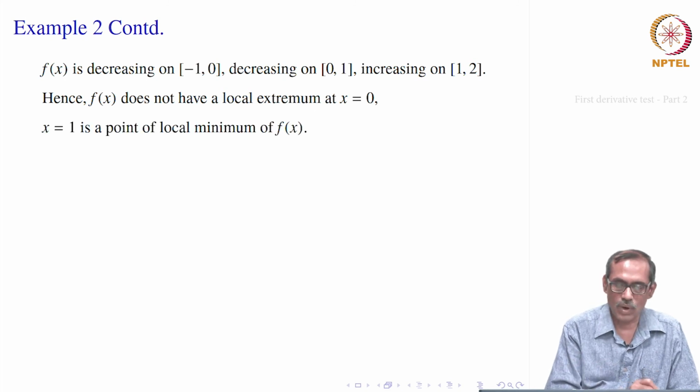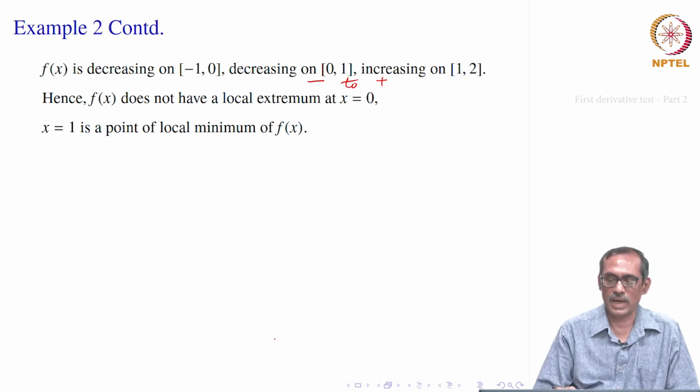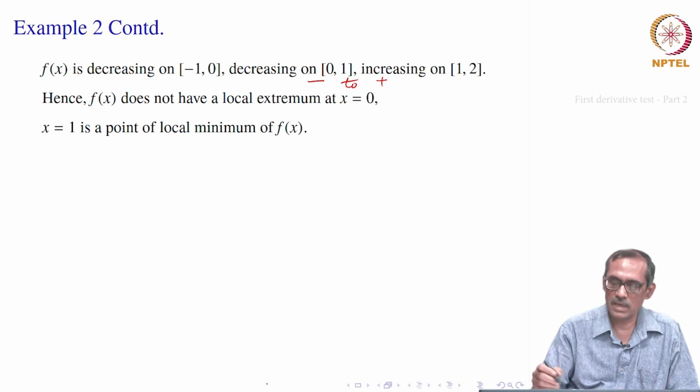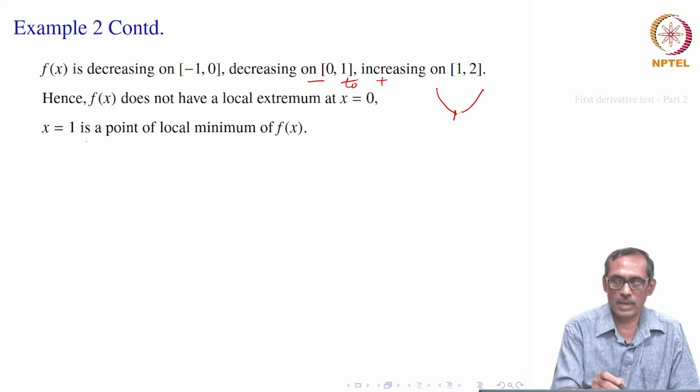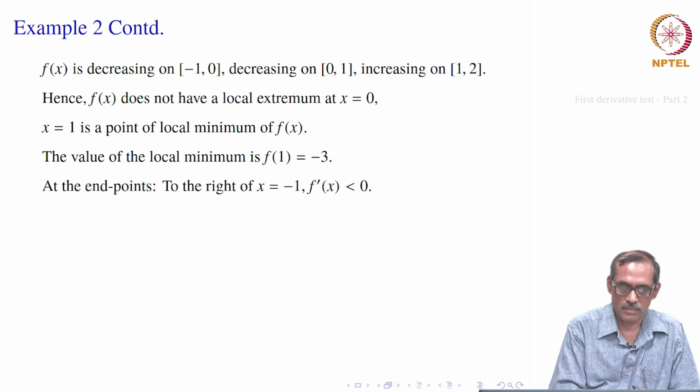But at 1 there is a change, right. So, at 1 f prime is changing sign from minus to plus. So, there is a point of local minimum of f of x. f is decreasing on the left of it and increasing on the right of it. So, f has a local minimum at x equal to 1, and the value of this local minimum is of course f of 1, which is minus 3.